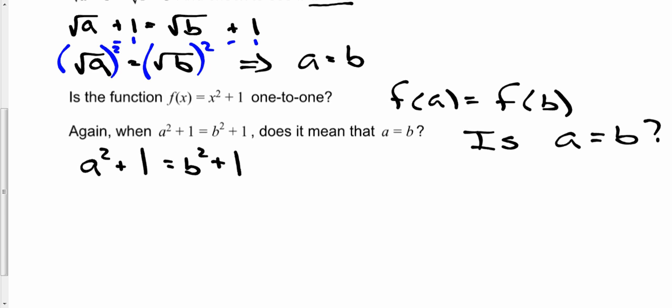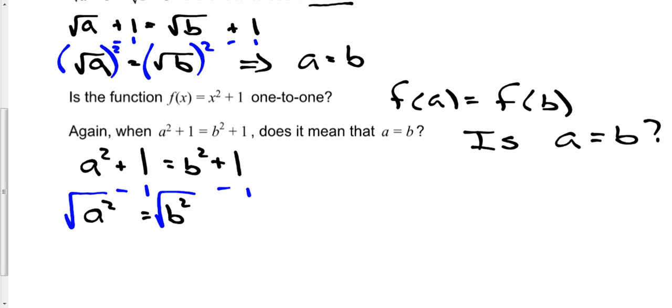Alright, so, subtract 1 from both sides, right? And I get a squared equals b squared. Now what do I do? Square root of both sides. And what happens? Plus or minus. Why didn't it work up here? I got square roots up here. Why am I not playing with plus or minus up there?